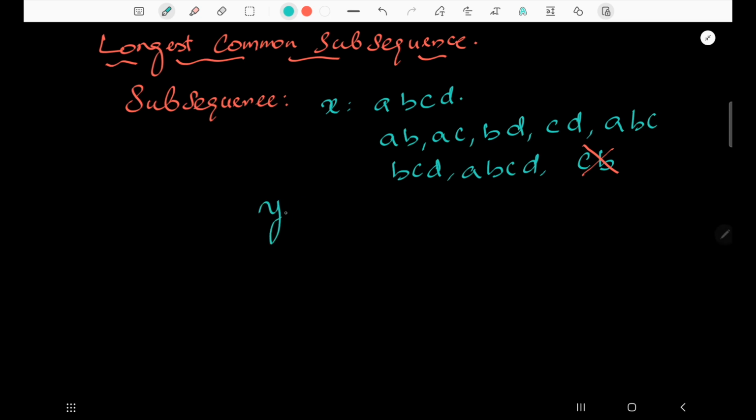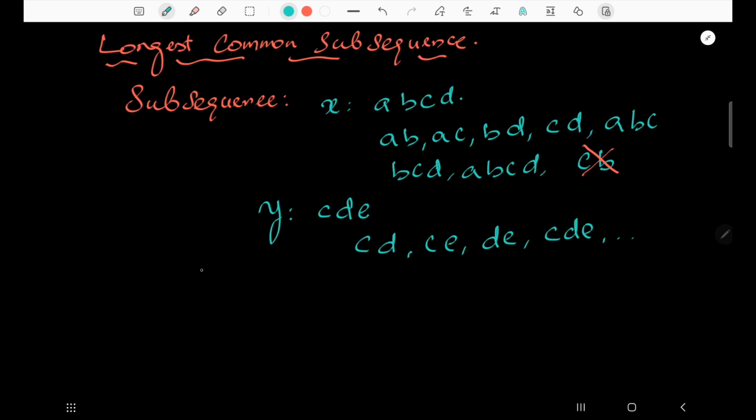Let us take another term Y, CDE. So here the subsequences are CD, CE, DE, CDE, and there may be some others.